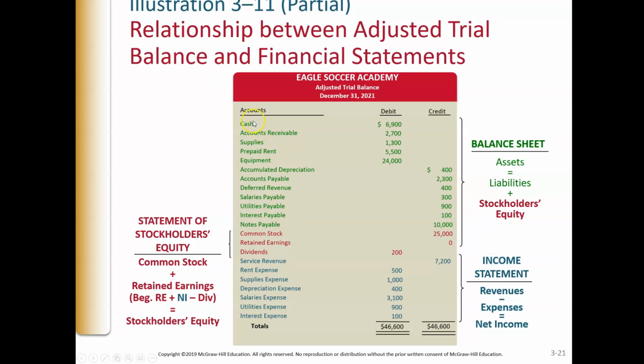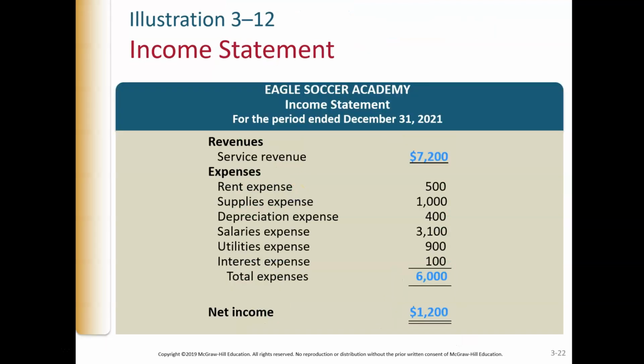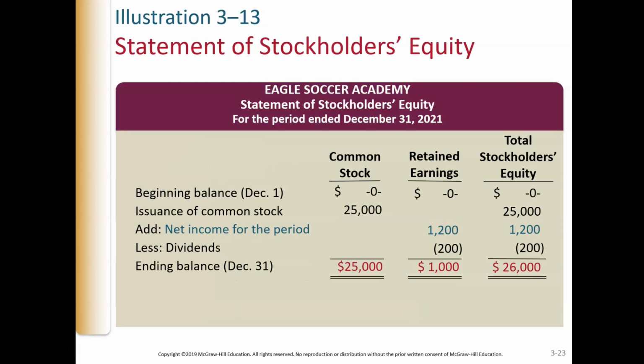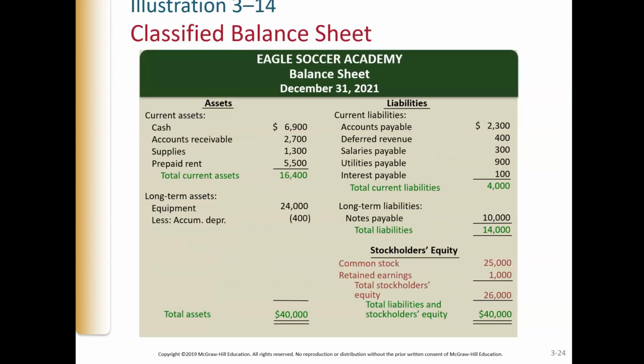Balance sheet accounts, the assets are listed in order of liquidity, which one is closest to cash. Of course, cash is very liquid. Accounts receivable, probably more liquid than supplies, more liquid than prepaid rent, and so on and so forth. Liabilities typically start with accounts payable, and then in order of how current they are. Prepare your income statement, prepare your statement of stockholders' equity, and prepare your balance sheet, which you should be pretty familiar with by now.